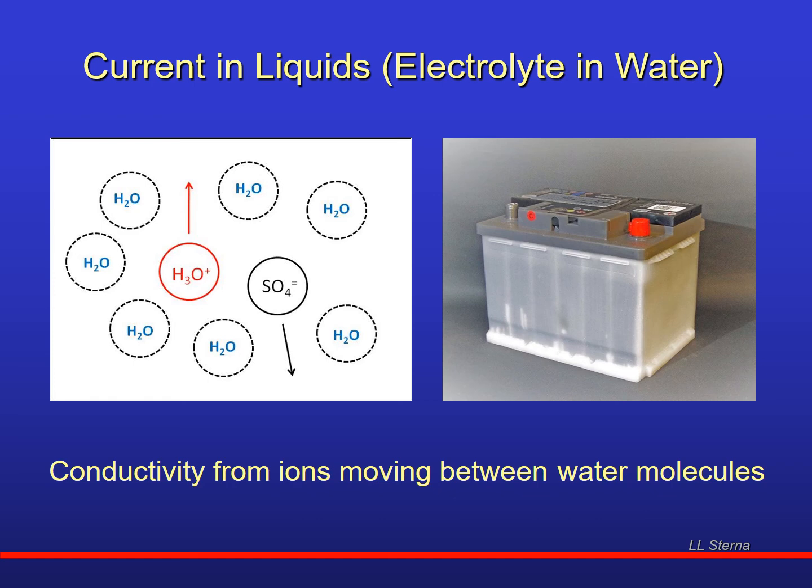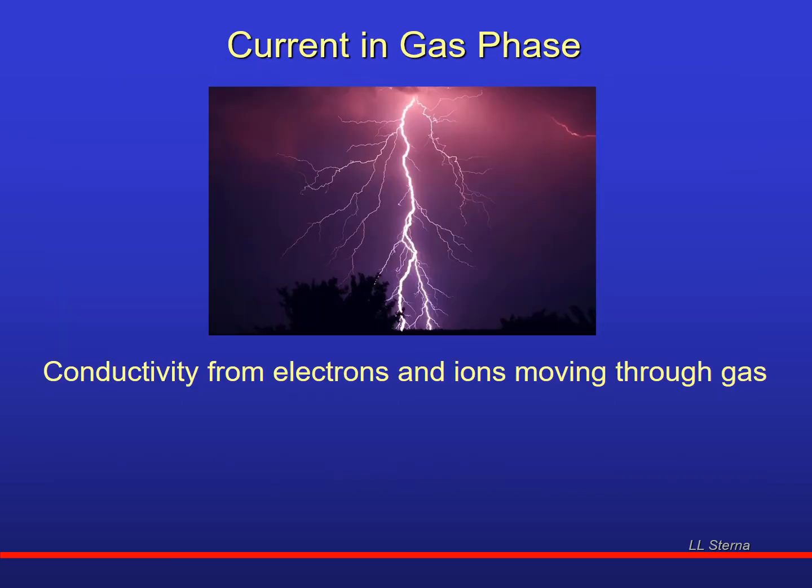So you have a current in the solid, that's electrons in a metal. In a liquid, it's ions. What about current in the gas phase? We have current in the gas phase. We have to have charges that can move. This is how we get charges in the gas phase. You have to create ions.